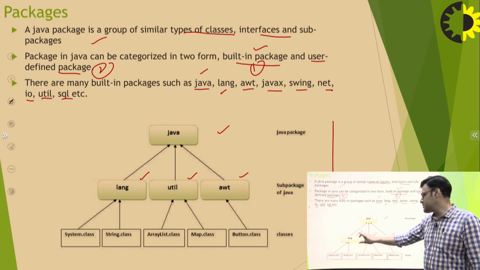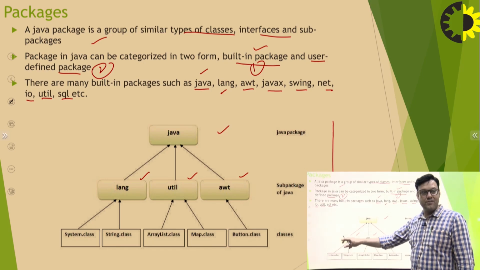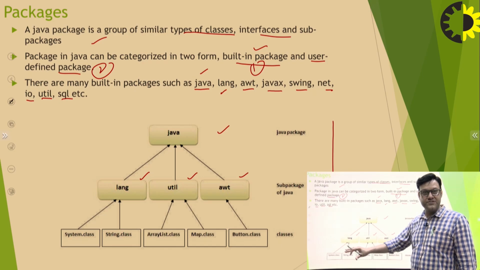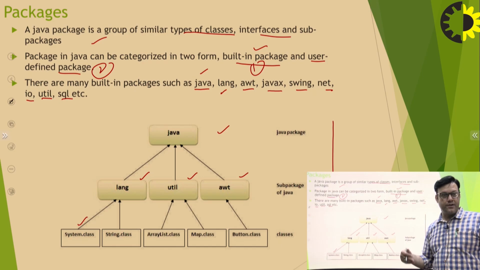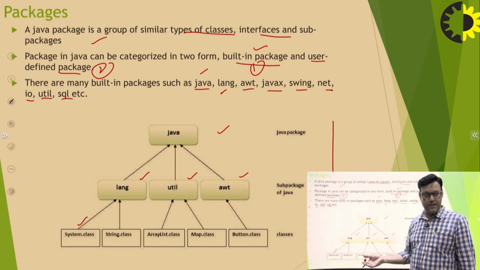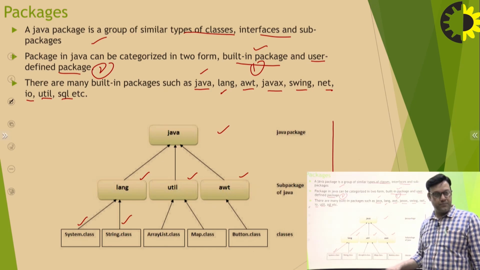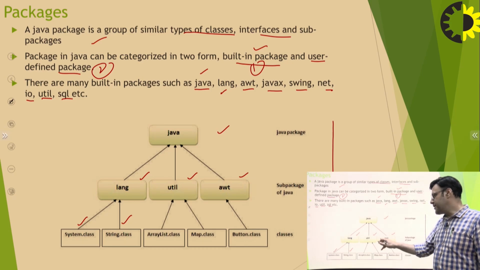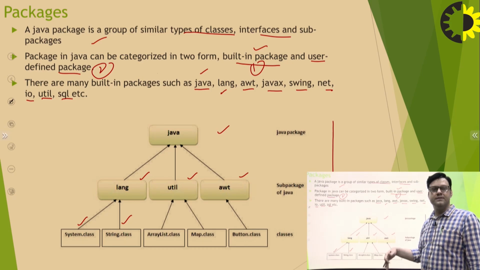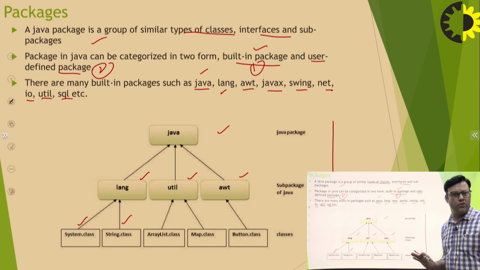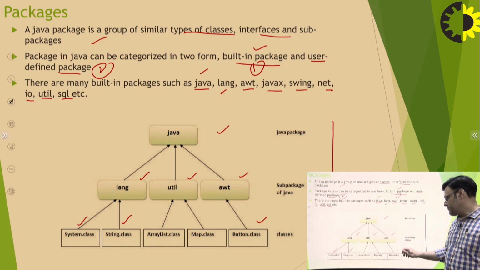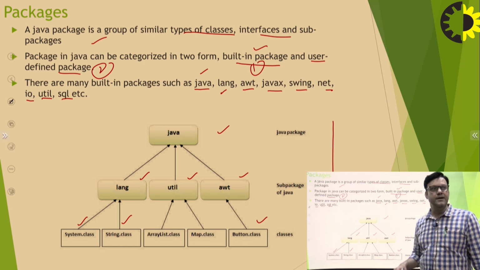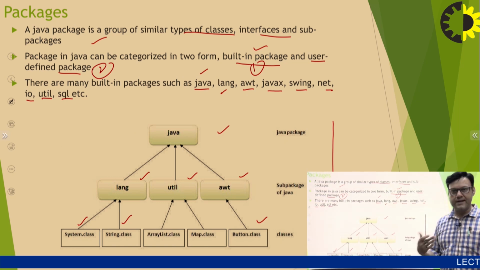So this language package will contain a group of similar classes, like the System class for input and output, and the String class. Then utility, ArrayList, Map. There are a number of collection packages as well, right? AWT, which has the Button class. So a package is defined as a set of similar types of classes, interfaces and sub-packages.